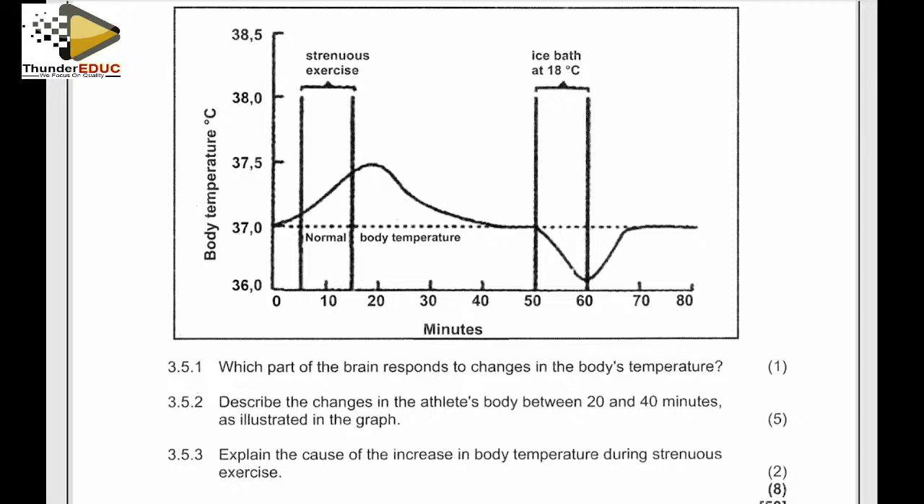What part of the brain is responsible for change in the body temperature? It is the hypothalamus.